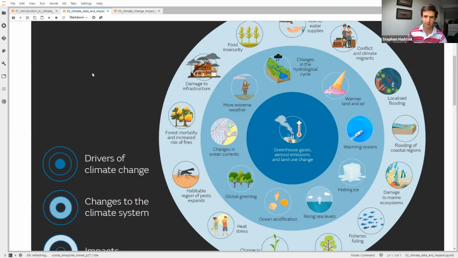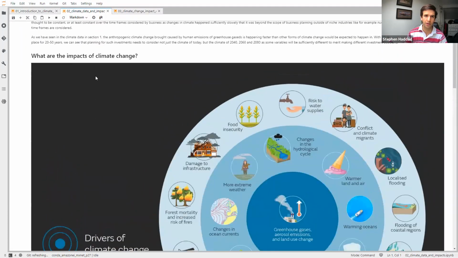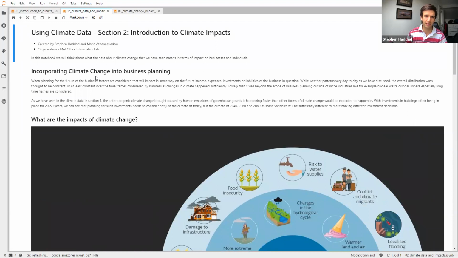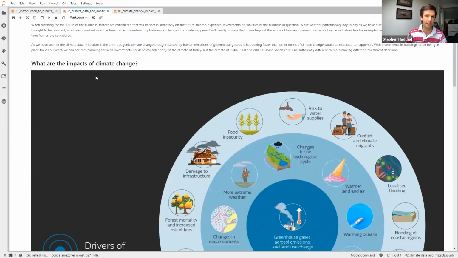Let's move on now to climate impacts. So we've looked at changes in climate, how the global temperature is warming, how we see warming trends in individual locations when we look at climate simulations. But what does this actually mean for businesses and individuals? What are the impacts of climate change?